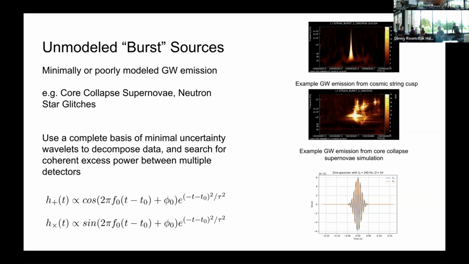So what you end up doing is you use some sort of basis of minimal uncertainty wavelets and decompose your data and search for coherent power between multiple detectors. So in this study, we use sine Gaussians, which are described by 5 or so intrinsic parameters. So they're quite simple compared to the 15-dimensional parameter space of CBCs.